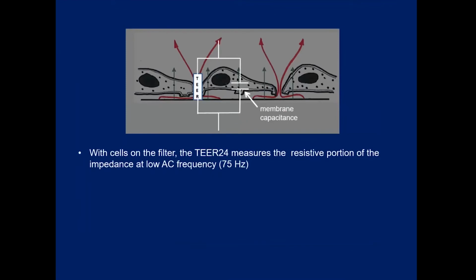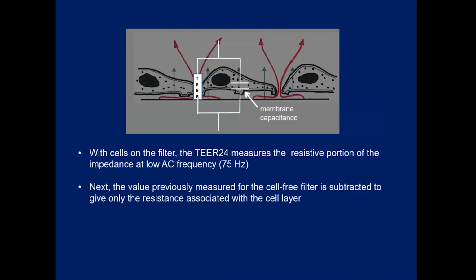Now, when we do the measurement, we do it somewhat differently. It depends on the type of apparatus. Here's how the TER24 works. Remember, when we measure the RC values, we are treating it as though it's coming from a series circuit. But the better way to model the cells is shown here with a parallel circuit, where we have the TER, the resistive portion of the impedance, in parallel with the membrane capacitance. And so to make the measurement with the TER24, just briefly how that's done, we monitor the resistive portion of the impedance at a low frequency, 75 hertz. We have previously monitored the cell-free filter, and that resistance is subtracted from what we measure with cells to get the resistance coming simply from the cells.